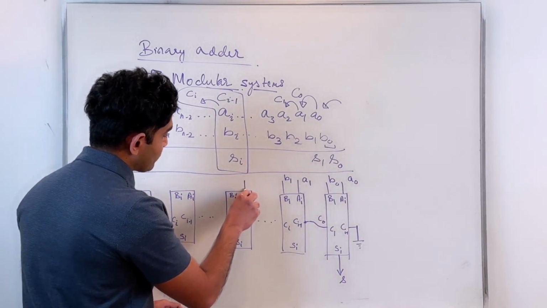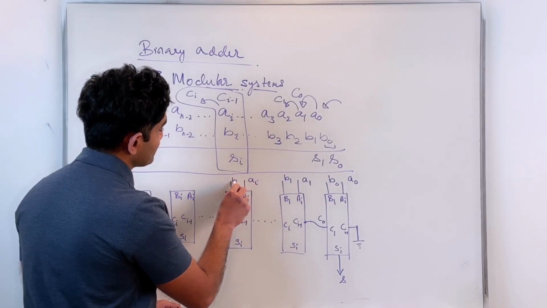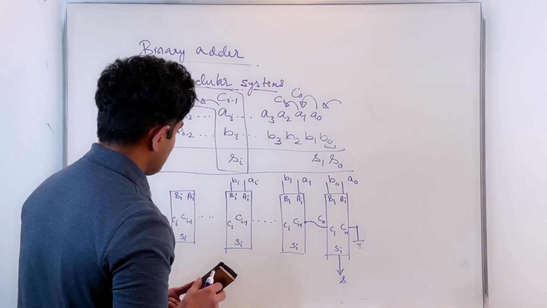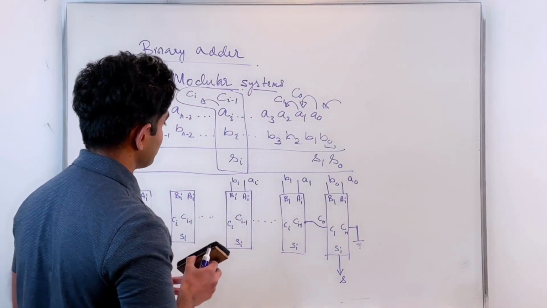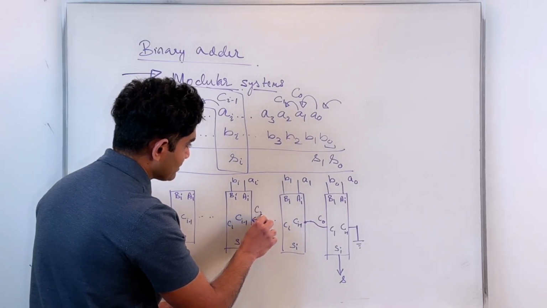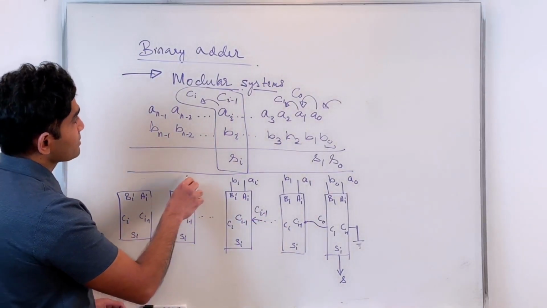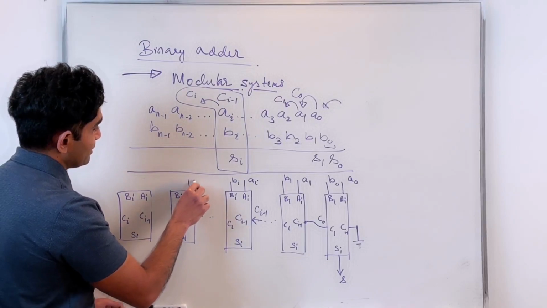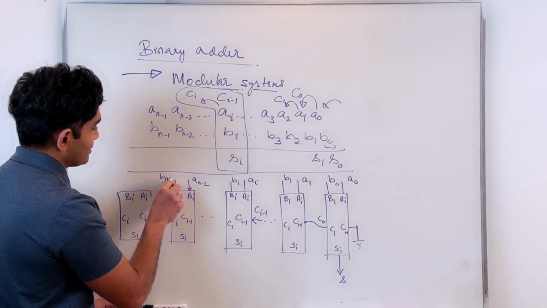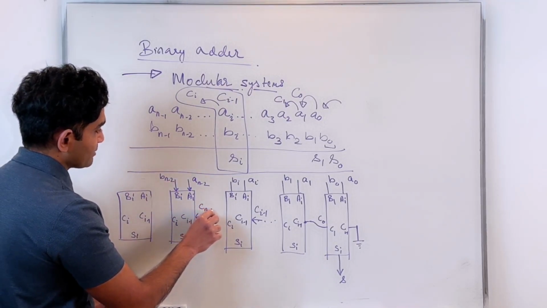Okay, so here I'll be applying AI, BI, that's my ith position. Maybe I should have shown one more. Maybe here I'll show that. Here I'll be applying my CI minus 1. And so on. So this will be my AN minus second bit, BN minus second. Here I'll be applying CN minus third.